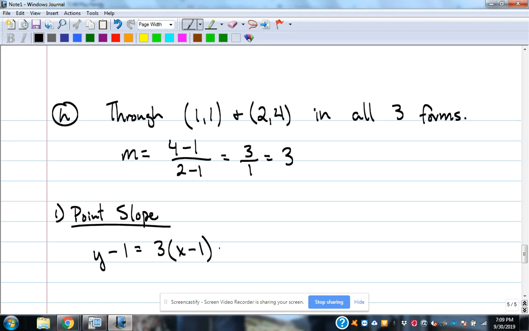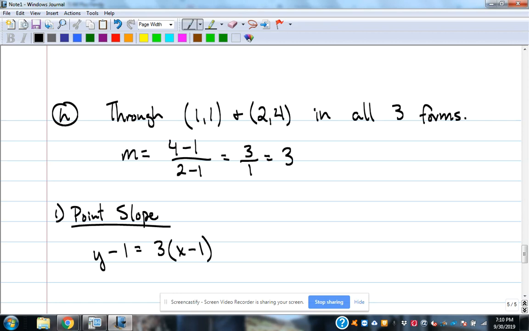What's the other equation for point slope form? Because remember, you could use either one. What would the other equation be? Y minus what, if I use this other order? Y minus 4 equals 3 parentheses x minus 2. That would be just as correct as this.